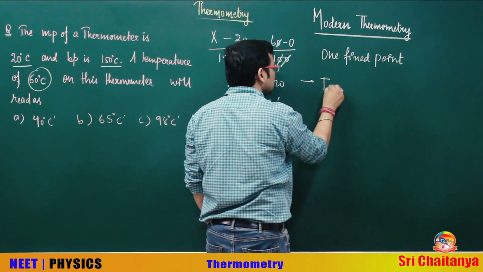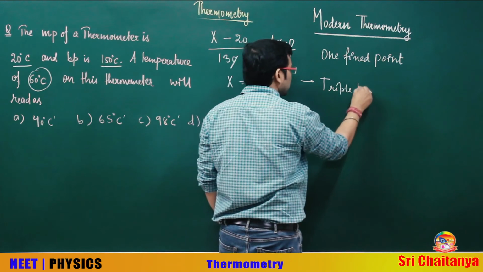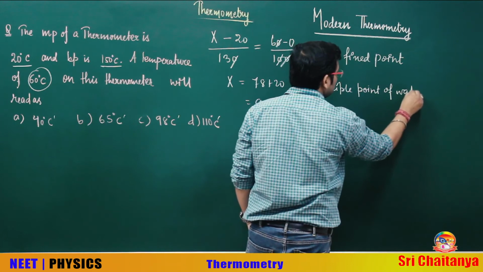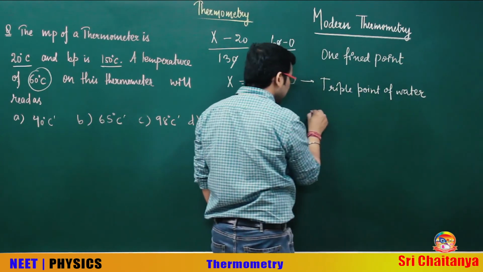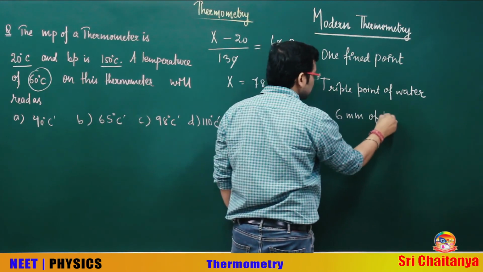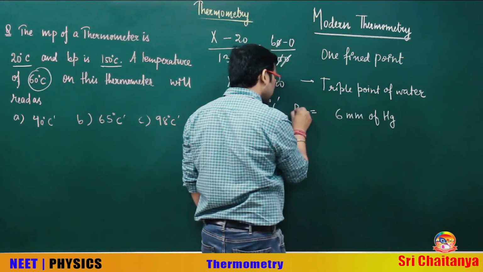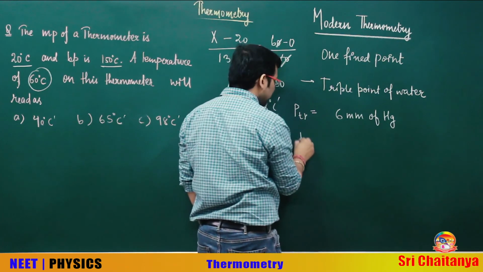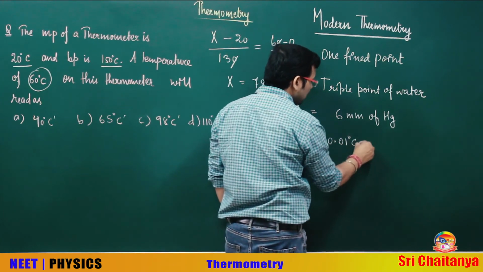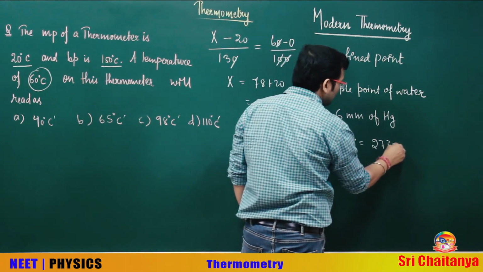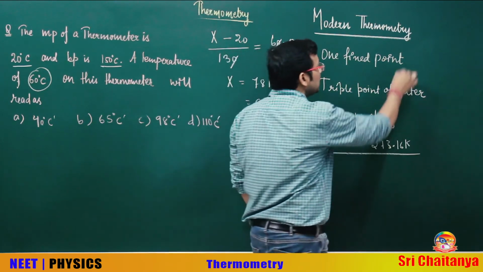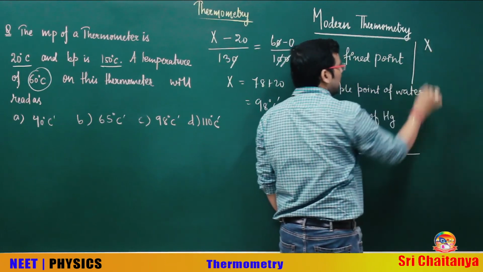This is the triple point of water, and this triple point is 6 mm of mercury approximately, not accurately, 6 mm of mercury. This is called the triple point pressure, and the triple point temperature is 0.01 degrees Celsius, which is 273.16 Kelvin.